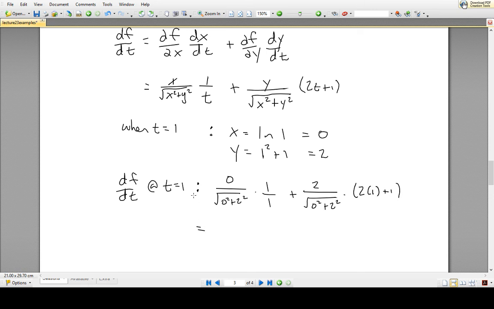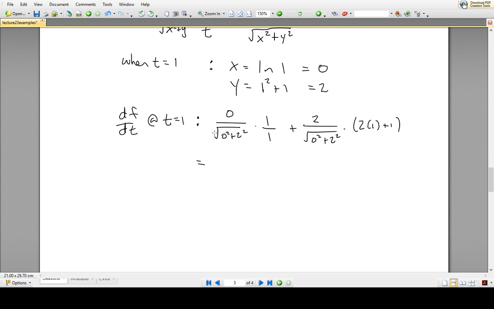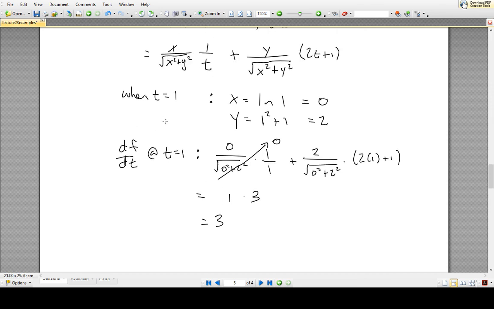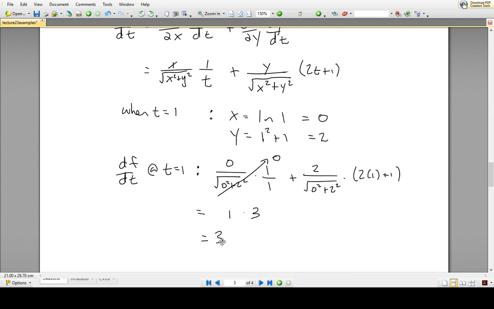Of course, this 0 in the numerator here wipes everything out in the first term, so this is just a big 0 here. And this is 2 divided by the square root of 4, which is 2 divided by 2, so that's just 1. So this becomes 1 times, and inside the brackets here we have 2 times 1, which is 2, plus 1 is 3. So we have 1 times 3. So this answer is just 3. So this is how fast f is changing with respect to t, specifically at the time t equals 1.